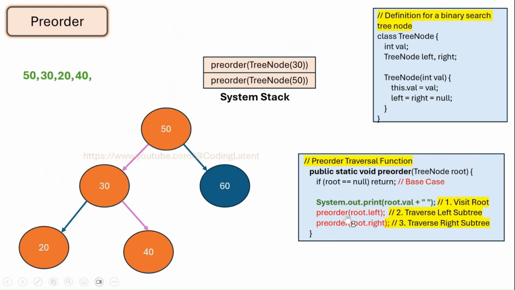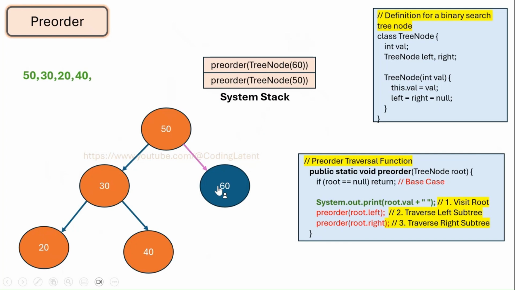Backtrack here because we completed the left and right. So for node 30 as a root, that pre-order function execution will now finish. And it will backtrack here to the pre-order function execution with node 50 as a root. We have completed the left side. Now it will call the pre-order with root.right, which is 50.right.